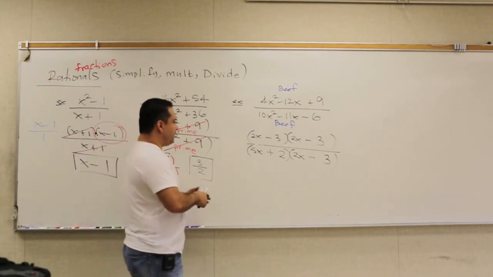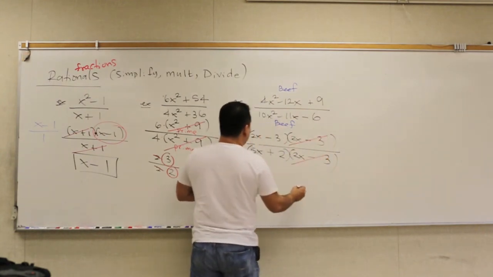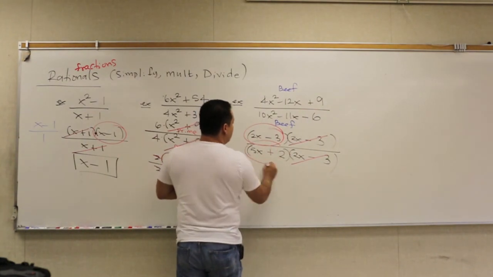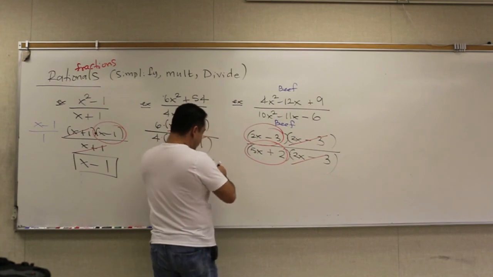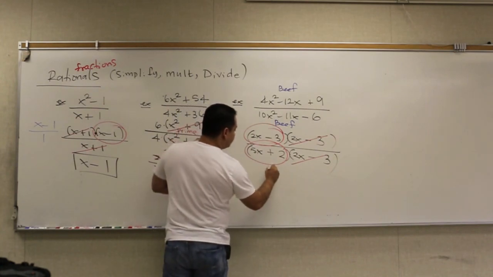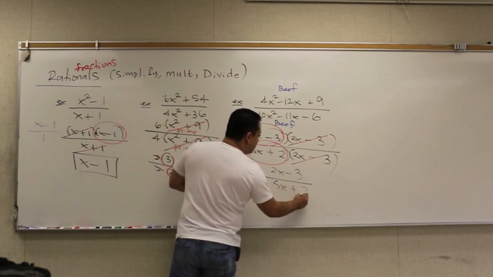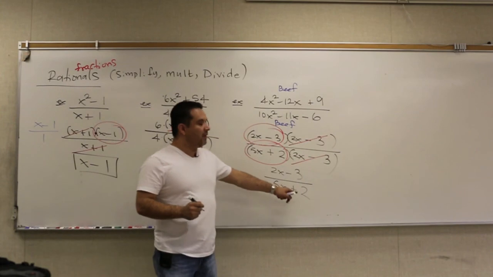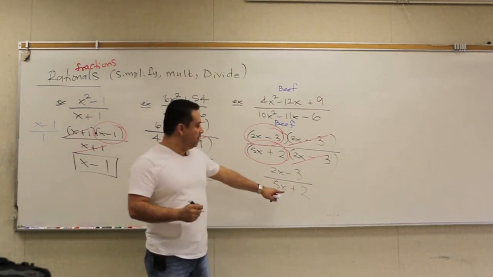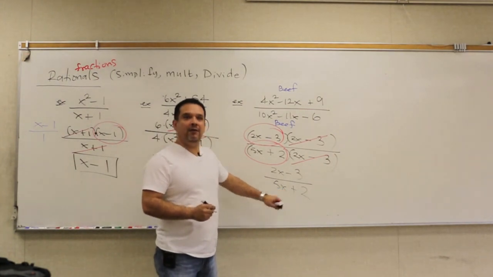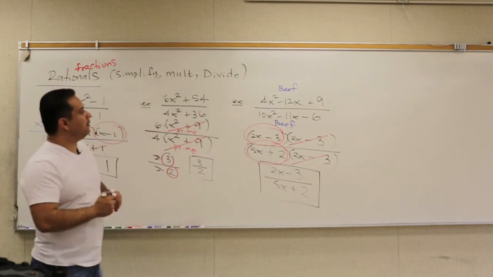So what happens? Which goes away? So 2x minus 3 goes away. What do you have left? 2x over 5x plus 2. You got 2x minus 3 over 5x plus 2. Do you guys know, do the 2's cancel? Say no. How do you know? It's plus. You're done.